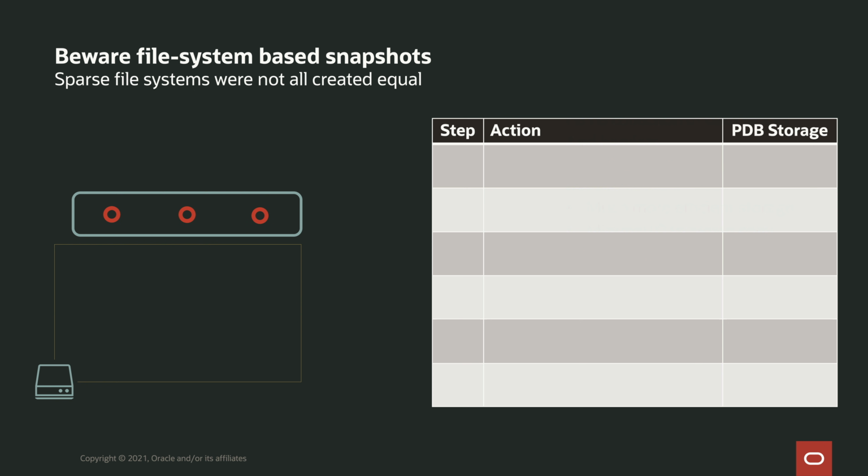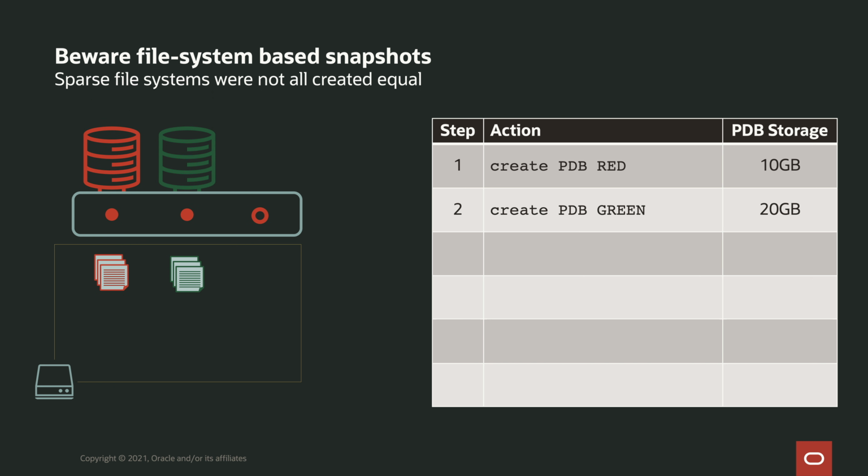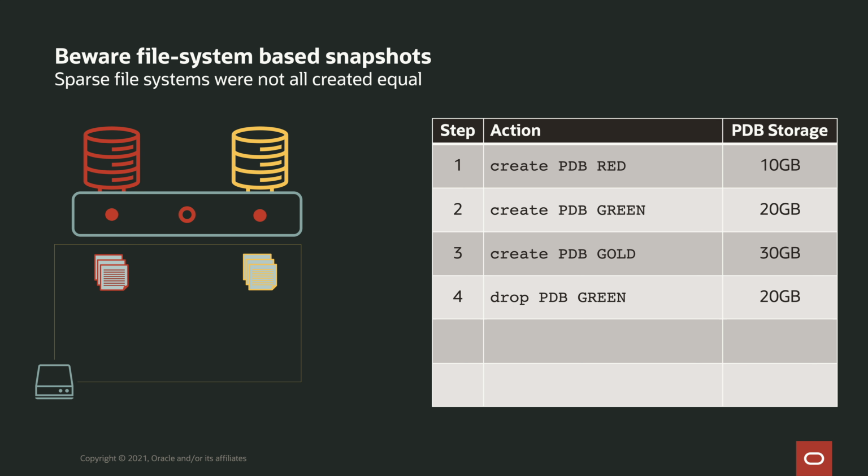As I do so, pay attention to the column on the right that shows the aggregate storage consumed by PDBs in this CDB. We start by creating the first PDB, red. Let's assume that it consumes 10 gigabytes, so the total storage for PDBs is now 10 gigabytes. Next, we create PDB green and PDB gold, each consuming 10 gigabytes, so our total storage at this stage is of course 30 gigabytes. Next, we'll drop PDB green. Guess what? The storage goes down to 20 gigabytes. It all seems very obvious.